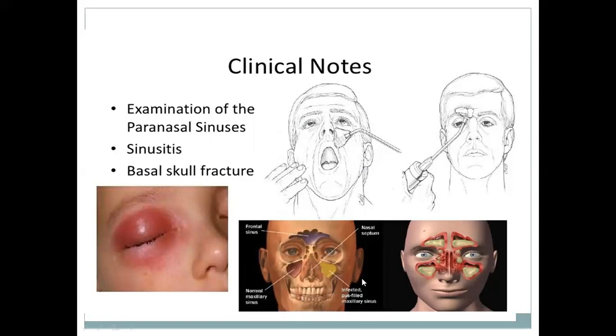So these are the different sinuses. These are the ethmoidal air sinuses. These are the frontal sinuses. These are the maxillary sinuses, and the sphenoidal sinuses are at the back, below the sella turcica. So this is all about the sinuses and their openings into the nose.